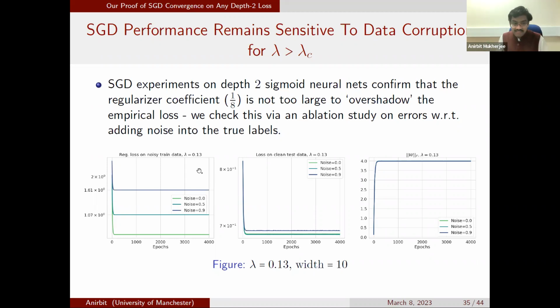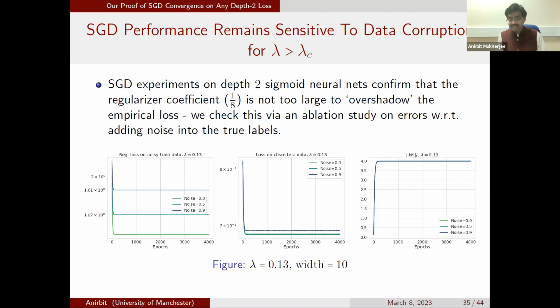And what you see here is that the train error as well as the test error both show gradual degradation as I'm adding more noise. Which means that when I'm making the squared loss part of the loss function more and more bad, my performance is going bad, which is evidence that my regularization did not overshadow the main part of the loss function. I'm still able to get an ablation effect. This is one way of saying that your regularization is not too high.